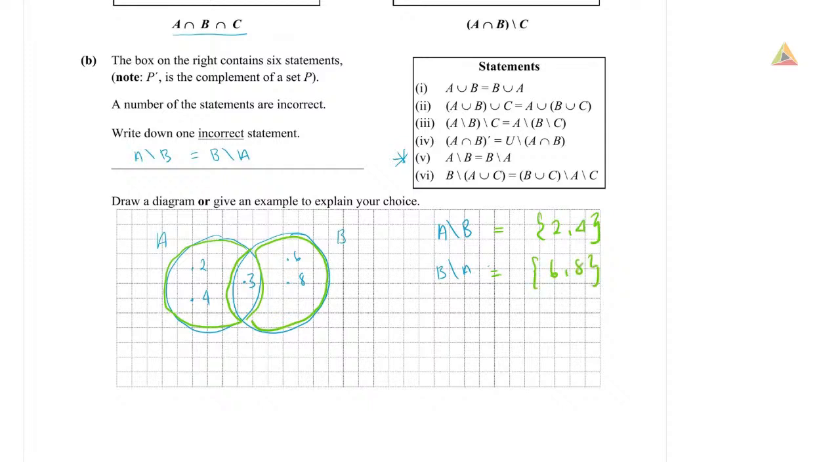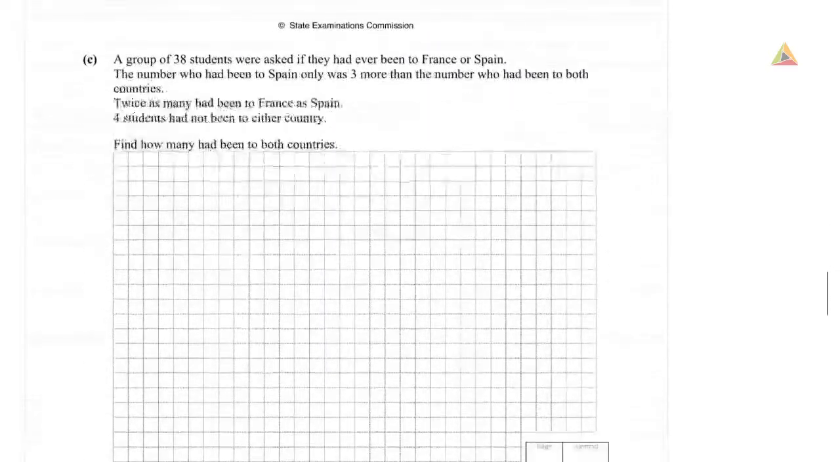And that just shows you that A without B is not the same as B without A. So using a simple example like that, you can prove that that statement is incorrect. Okay, so we're going to go on to the next part of the question now.